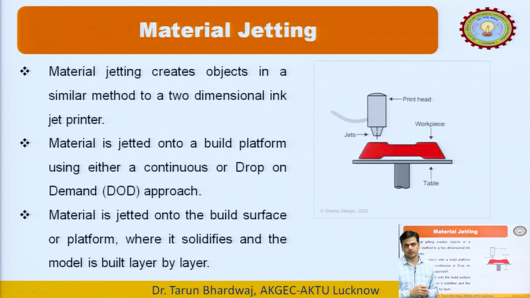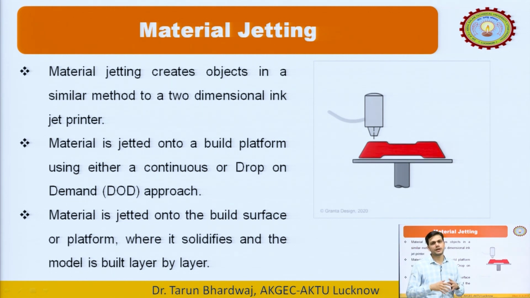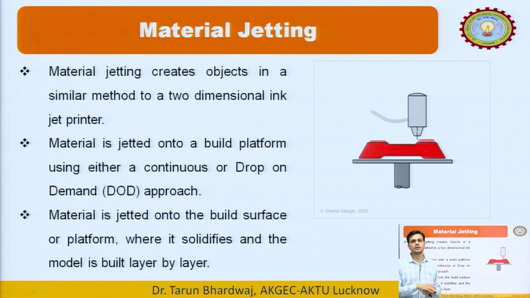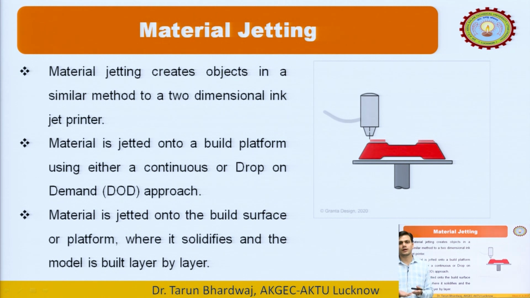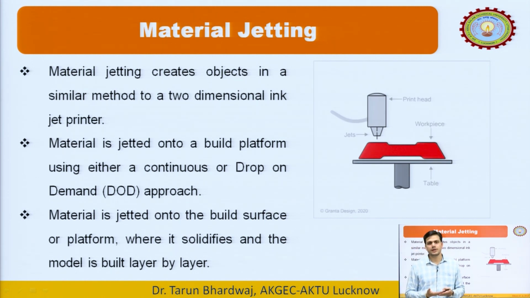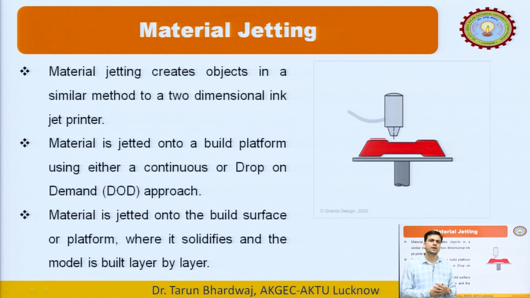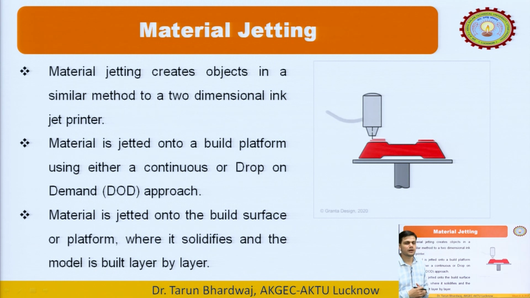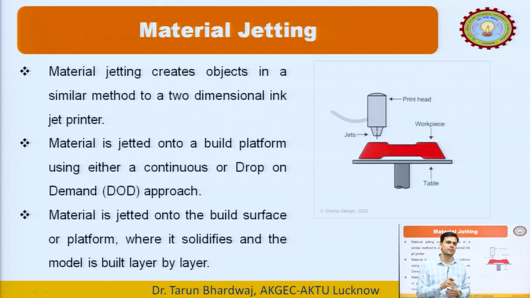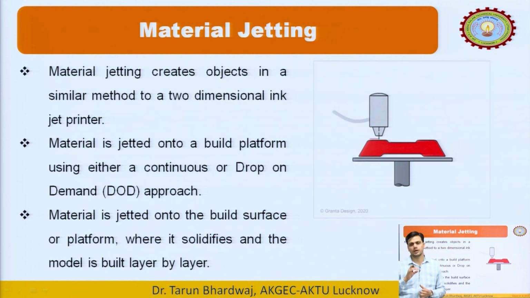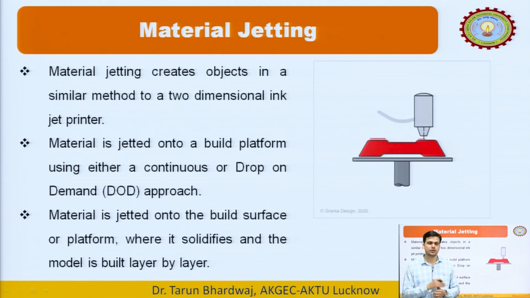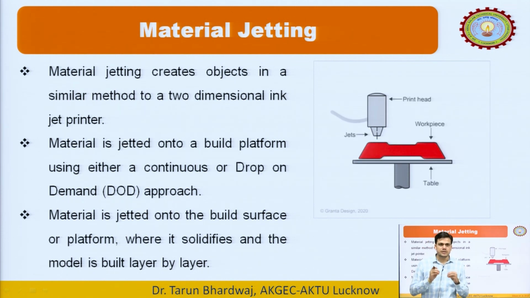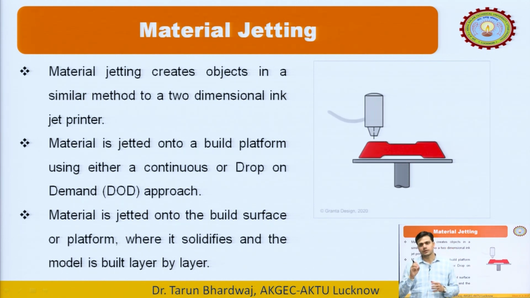on that particular paper. OK, so same over here, जैसे आपको 3D कंपोनेंट बनाना है तो यहाँ पे भी आप बेसिकली इंजेक्ट कर रहे हैं मटेरियल को, जेट कर रहे हैं on the platform, on a base material, जिस पे भी आपको 3D कंपोनेंट को बनाना है. OK, so material jetting creates the object in a similar method to the 2-dimensional inkjet printer, and the material is jetted on a build platform using either a continuous or the DOD approach, means the drop on demand approach. मतलब जहाँ पे आपको ड्रॉप की जरूरत है वहाँ पे आप उसको जेट स्प्रे करा रहे हैं.